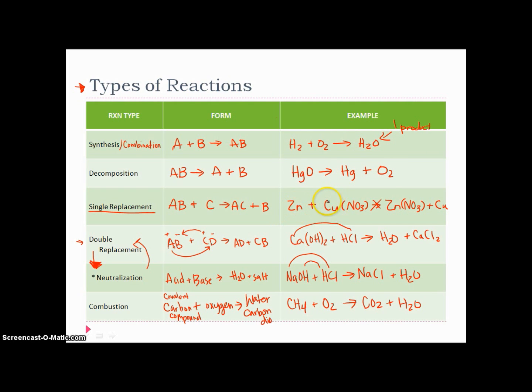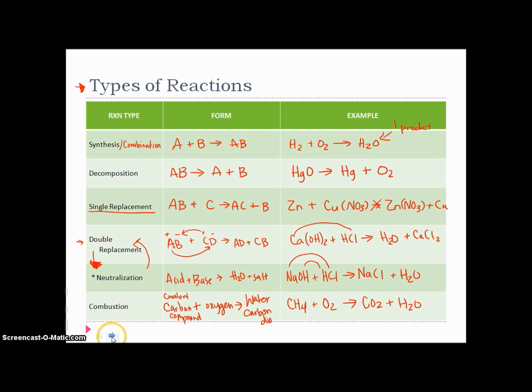Here you'd have to check your reactivity series to see if they were going to switch places. Here they're going to switch places. You just switch their partners. And here, if you see a carbon compound and oxygen, you know it's CO2 and water. Okay, and so this is how we're going to start predicting our products.